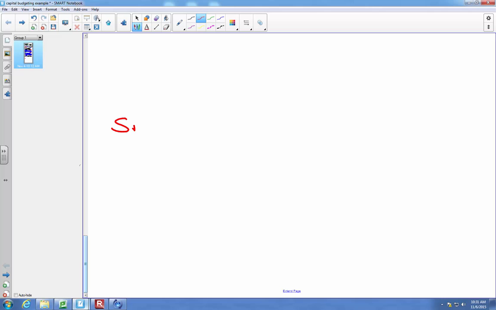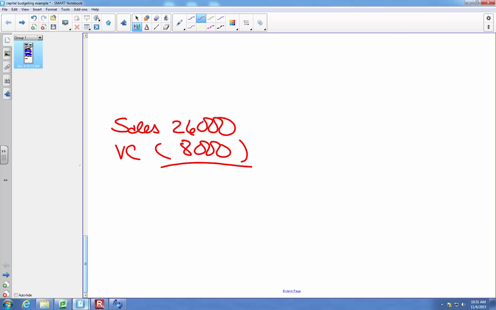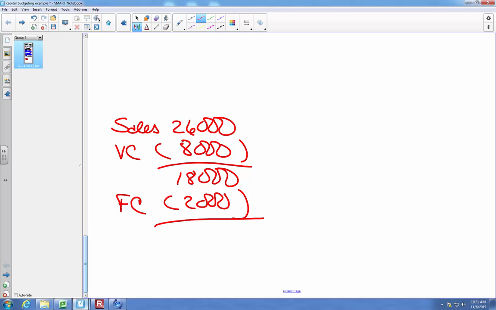So my sales are going to go up by how much a year? My variable costs are going to be what a year? 8,000 units, buck a unit. What are my fixed costs annually? So what's my cash flow going to be impacted annually? 16 grand.